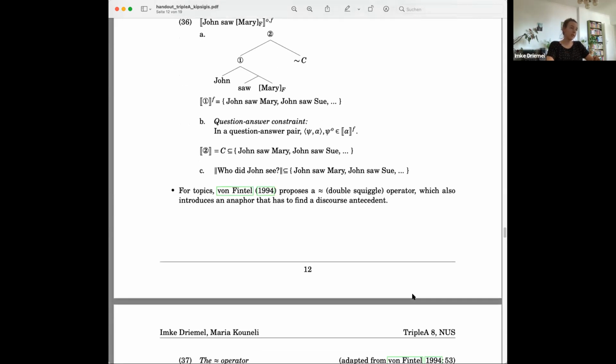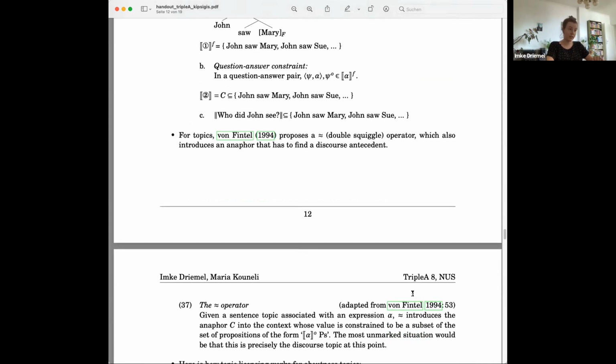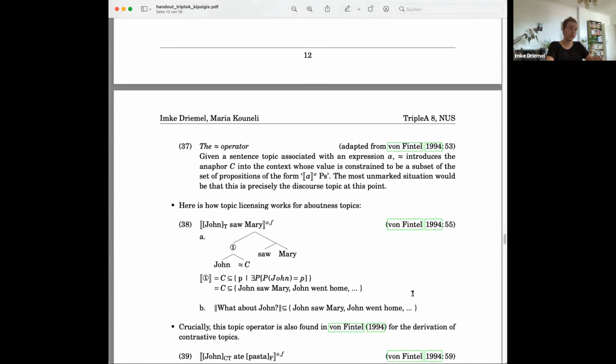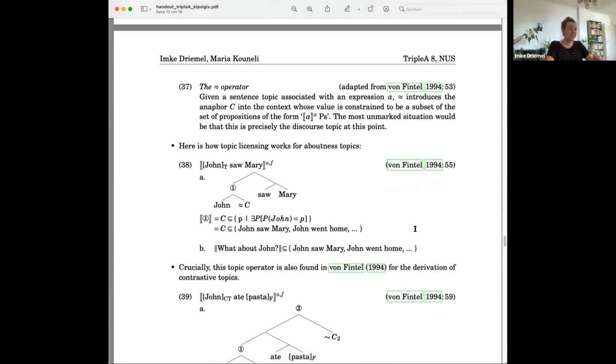So for topics, von Fintel proposes a double squiggle operator, which also introduces an anaphor that has to find the discourse antecedent. It can be defined as in 37 roughly, right? Given a sentence topic associated with an expression alpha, double squiggle introduces this anaphor C into the context, whose value is constrained to be a subset of the set of propositions of the form alpha p's, and alpha is the ordinary semantic value. The most unmarked situation would be that this is precisely the discourse topic at this point.